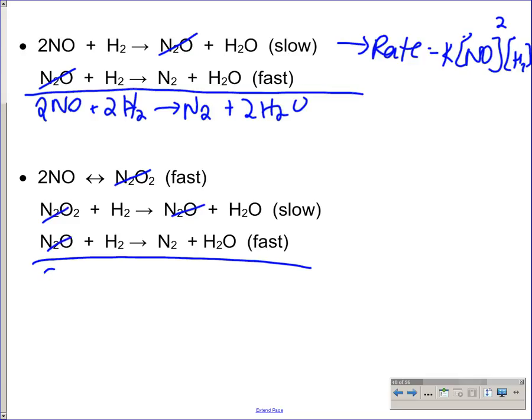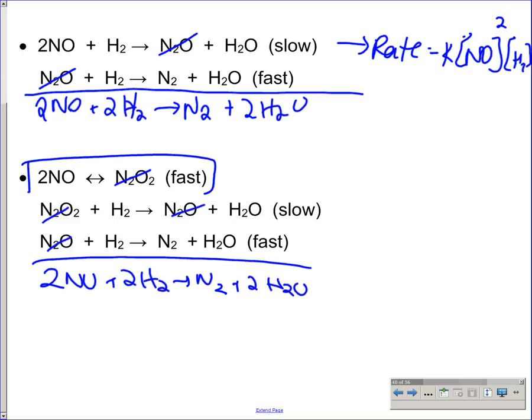Okay, so 2NO plus 2H2 yields N2 plus 2H2O. So it does match the molecularity of the entire reaction, so it's still in the running. Okay, so this reversible reaction is called fast equilibrium. Because it's reversible, as soon as these two NOs come into contact, they form N2O2. Or, if this was present, it could form 2NO. It's very, very quick. It happens in half a nanosecond or something like that.